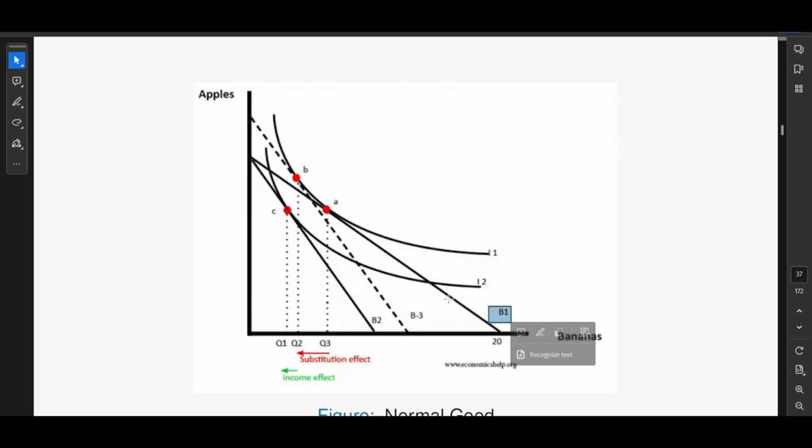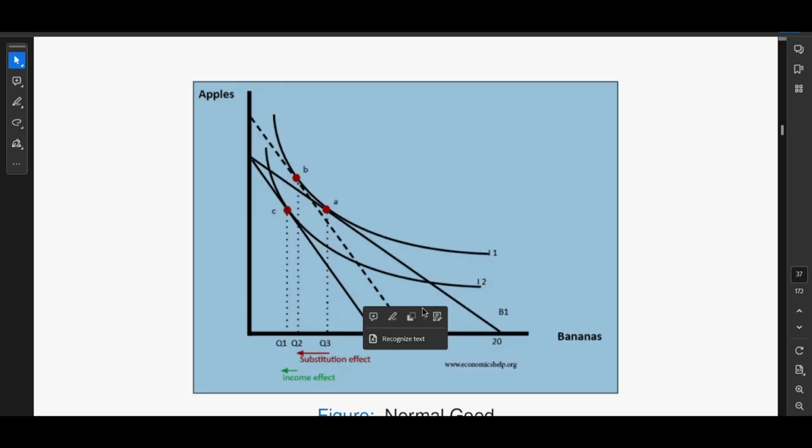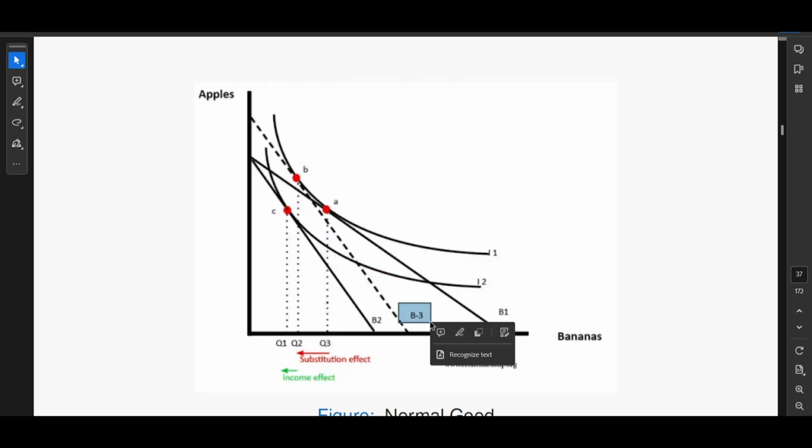So if the budget curve shifts to the left, it means your income has decreased, which means the price of whichever product the curve is pivoting away from has changed. In this case, we move from B1 to B2, so we can automatically determine that the price of banana has increased. So we do the same thing. We draw the invisible or tangent budget line. Again, you see here they have it marked as B3, right?